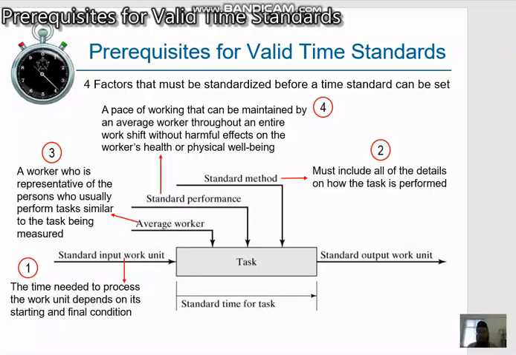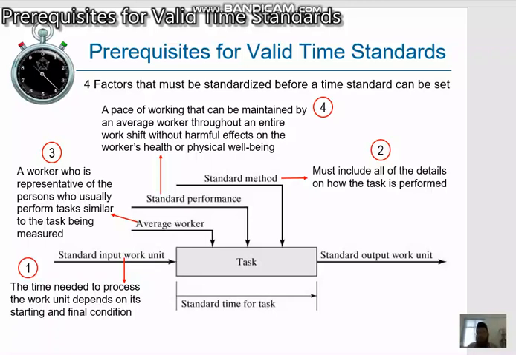For this session, we will discuss the prerequisites for valid time standards. The time to perform one work cycle of a given manual task depends on the worker, his or her physical size and strength, as well as mental abilities, the worker's pace, the method used, such as hand and body motions, the tooling, equipment, and work environment, and the work unit. As a prerequisite for establishing a standard time for a task, all of these factors must be standardized.